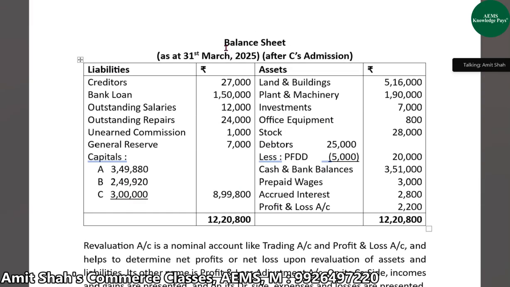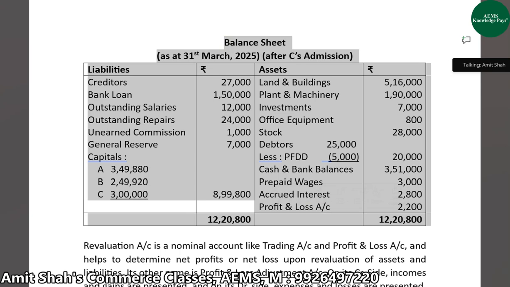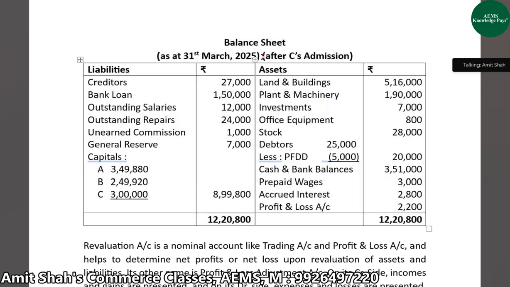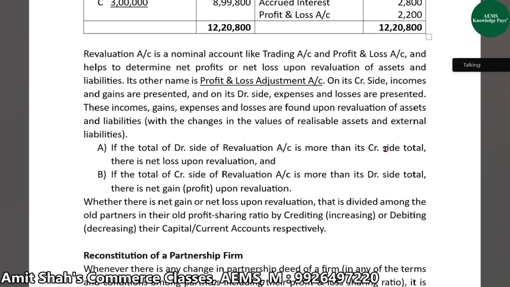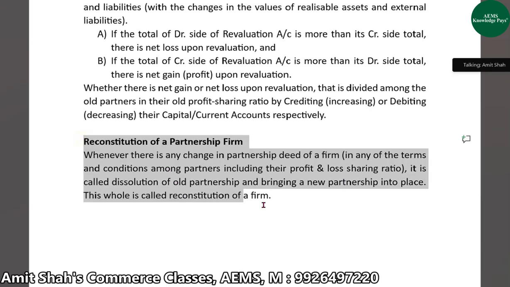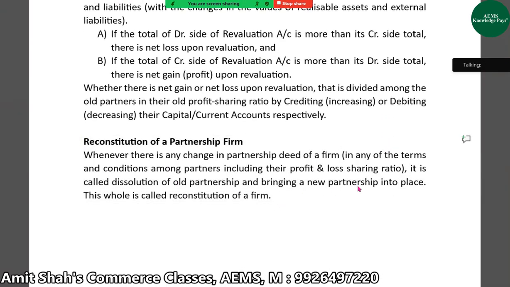So this balance sheet actually is the balance sheet of the reconstituted firm. That is why I have written here after C's admission. I could also have written here balance sheet of reconstituted firm of A, B, and C. I hope you all have understood this, guys. Please note down this fast. Yes, Abhi, sir. Harsh, have you noted down this?